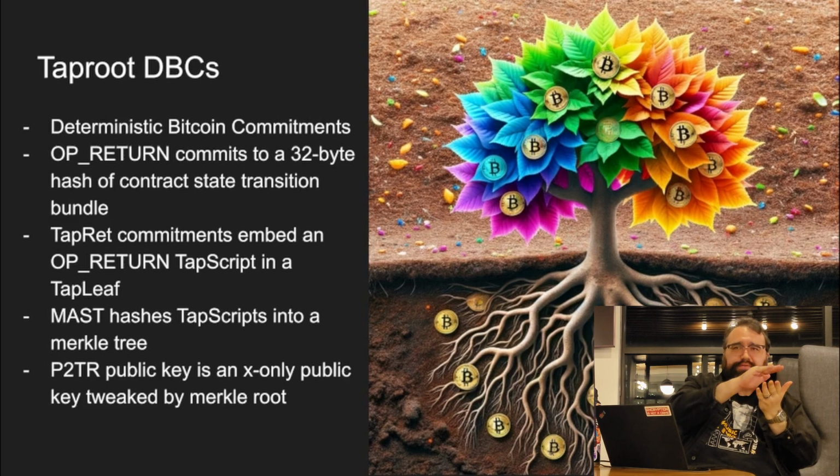We take that and we use that as the address, and that is essentially the cryptographic commitment, because it includes an OP_RETURN with the hash of the contract state. If that makes any sense.